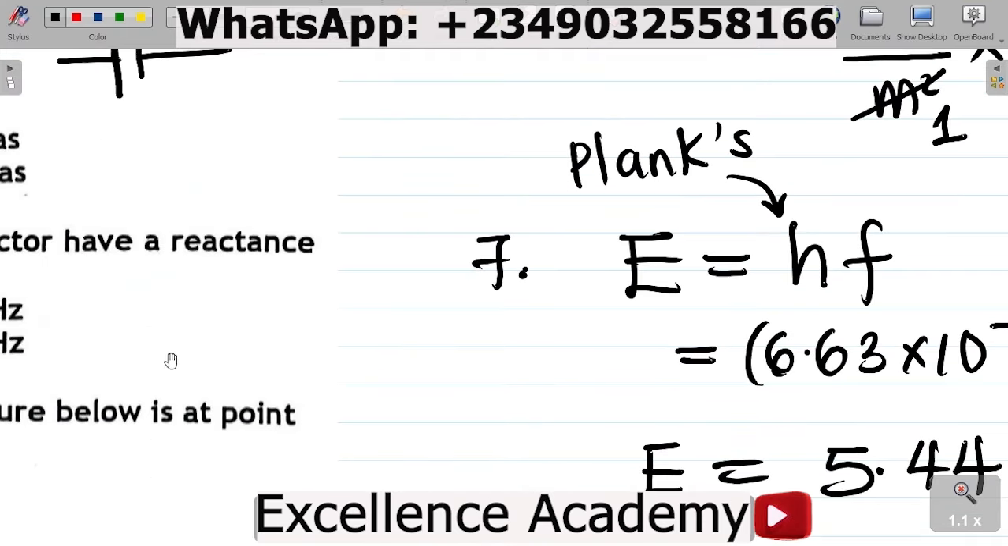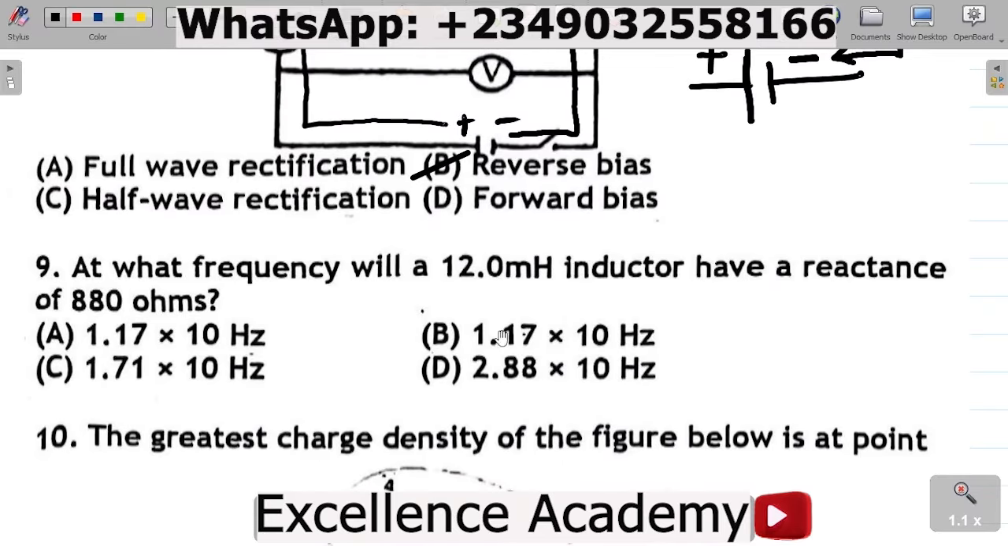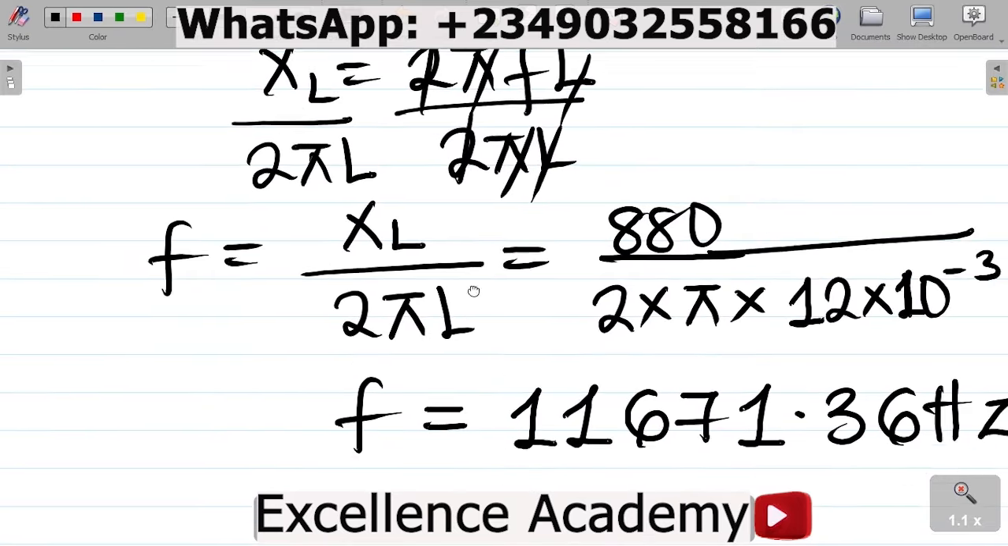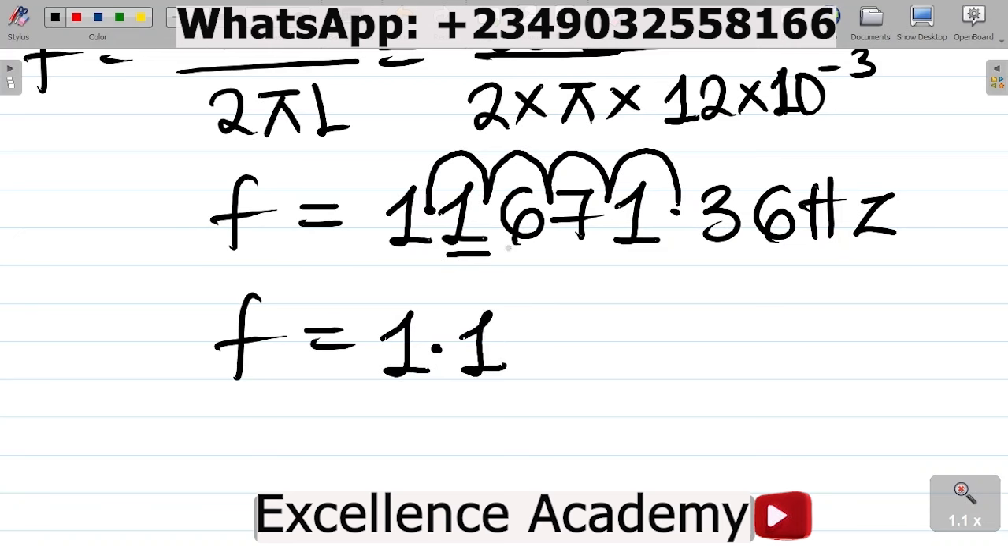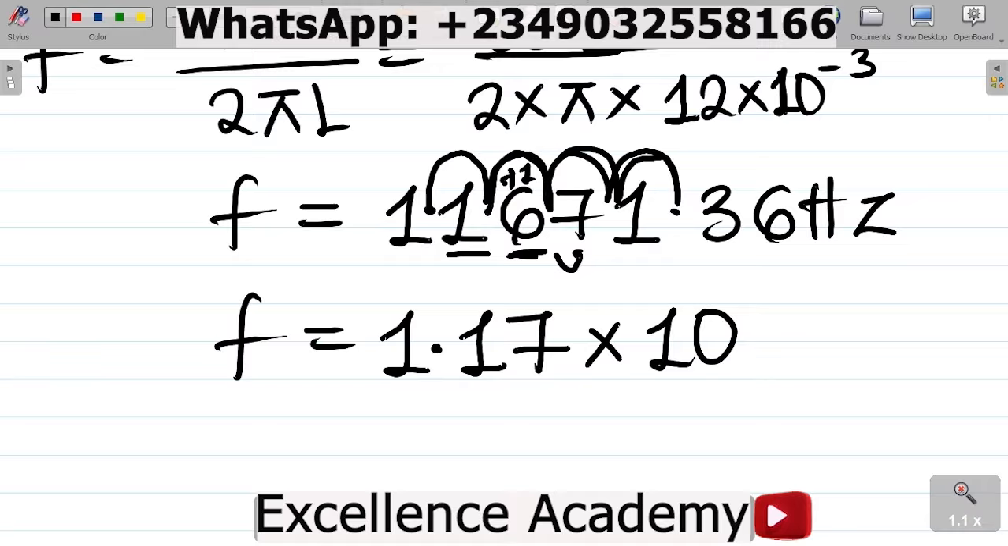If you look at the options there, that's for question 9. The options here are in 2 decimal places. So let me express this in 2 decimal places. F will be equal to, from here, I'll move this decimal point 1, 2, 3 places. So I'm having 1 point. The next number there is 1. In 2 decimal places, I have 1, 2. After 6, the next number there is 7. And 7 is a plus 1. So 6 plus 1 gives you 7. So I have this as 1.17 times 10 to the power, I had to move 1, 2, 3 times, so 3 hertz.